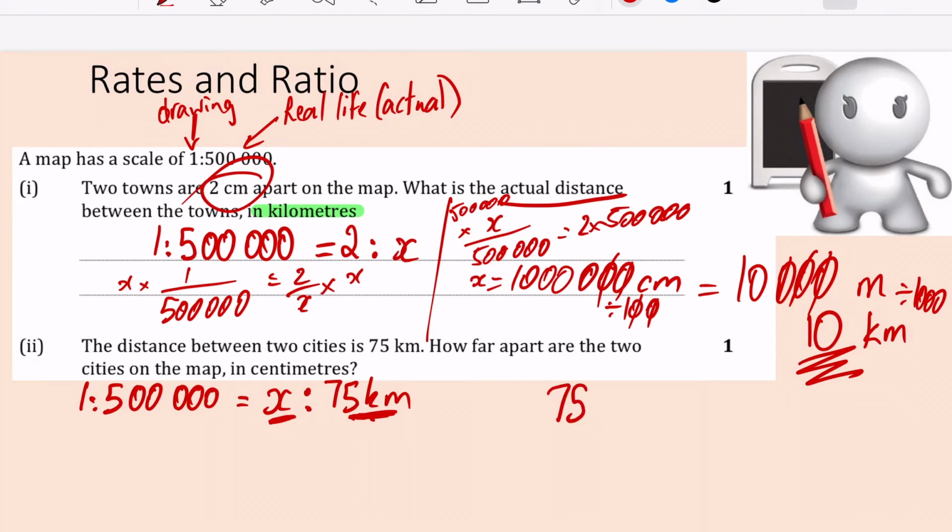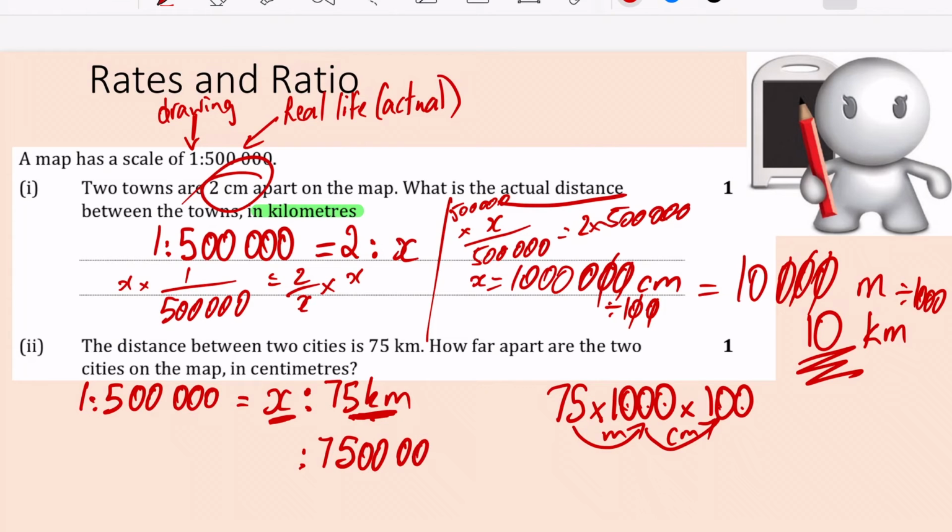We'll do that first. So 75 kilometers, I need to multiply first of all by 1,000, and then I need to multiply by 100 to change it from kilometers to meters, and then to centimeters. Right, so how many zeros am I adding? 1, 2, 3, 4, 5. So the answer is going to be 7,500,000 centimeters. Okay, x, and then my actual scale, which is 1 to 500,000.